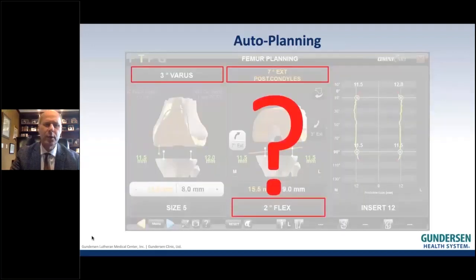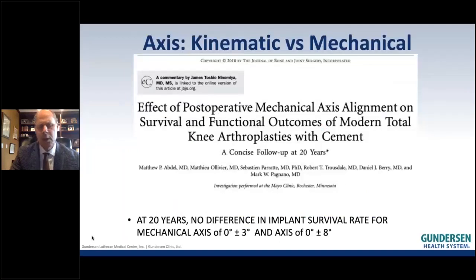So the question that comes up next is, how do we know if we're going to make a commitment and do this kind of planning and plan for this non-mainstream alignment? How do we know that any plan, let alone this plan, is going to give our patient the function, the satisfactory outcome, the range of motion, the longevity that we want for our patients? So I'm going to answer that in part by talking about a couple conventions.